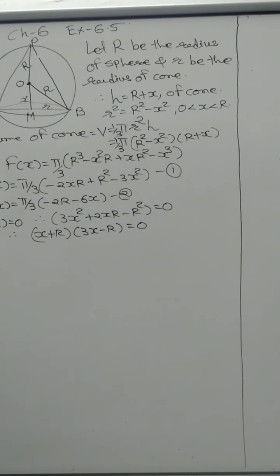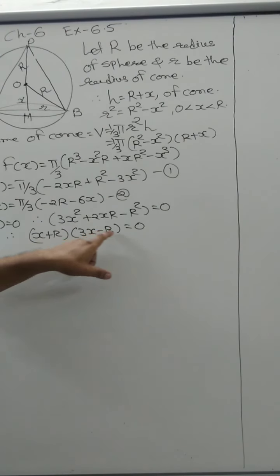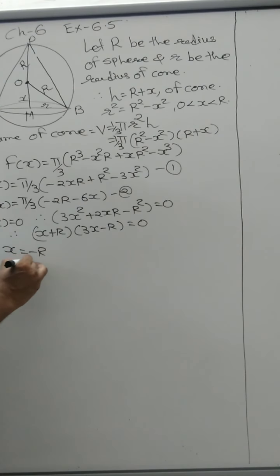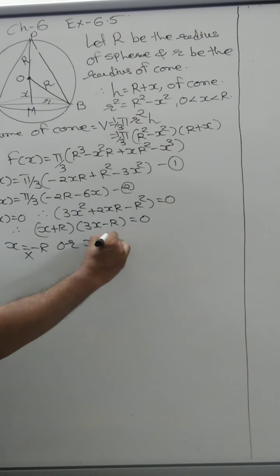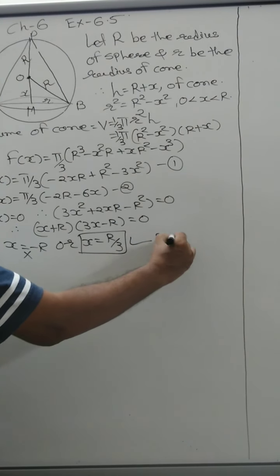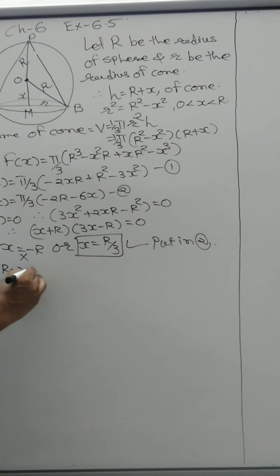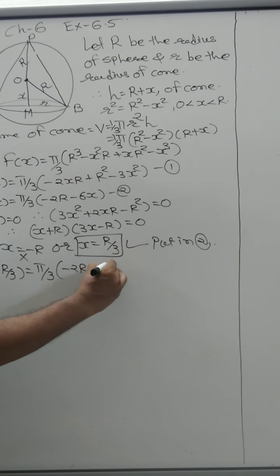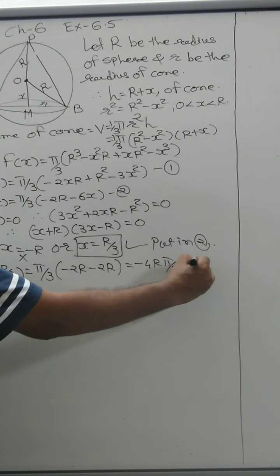Okay, then this becomes 0. It means we have the factors x plus R and 3x minus R equal to 0. We want to find the value of x: x is minus R, which is not possible because R is always positive, or x equal to R by 3. This is the value which we can put in. We get f double dash at R by 3 is equal to pi by 3 times minus 2R minus 2R, which is minus 4R pi by 3, less than 0.